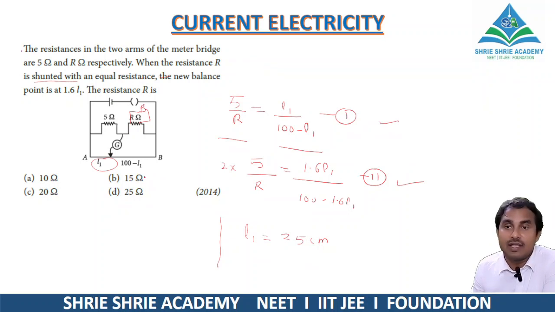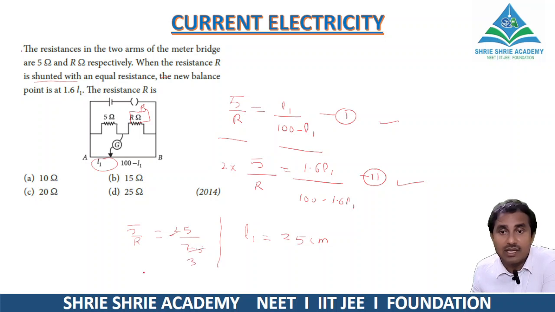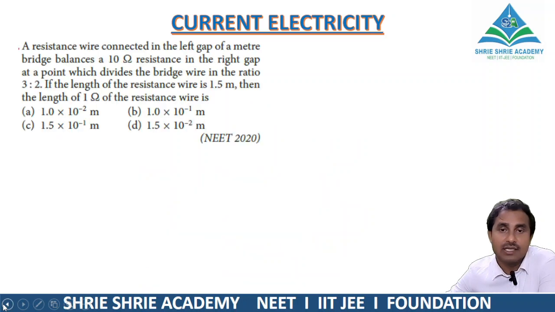And when you get 25 centimeter, after solving, 5 by R will get cancelled. This question will take more than 1.5 minutes, exactly 1 minute, a little difficult. So you write here 5 by R is equal to L1 is 25, 100 minus L1 you get 75. So you get this resistance is equal to 15. Right. The main thing is this equation. A little calculation part is there that you have to do, so that only will take a little time to find this L1, right?